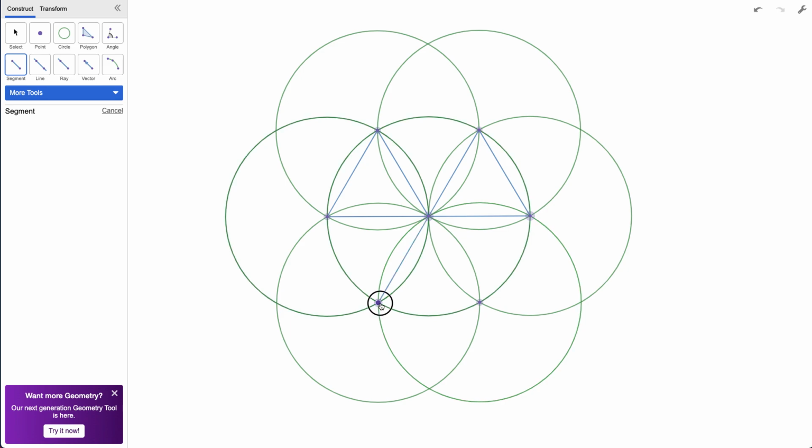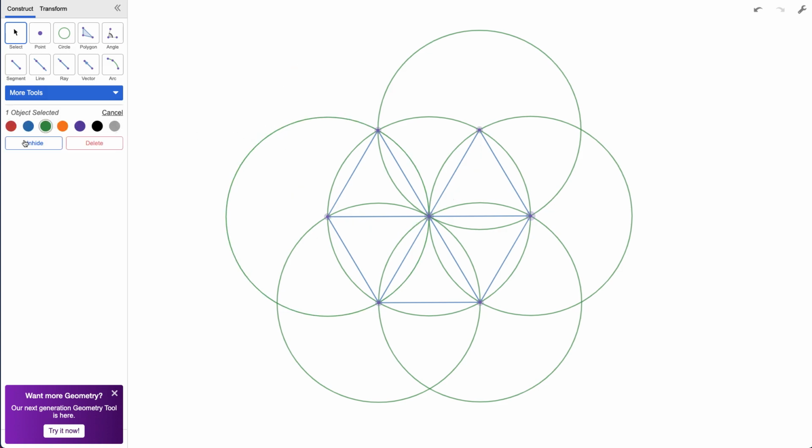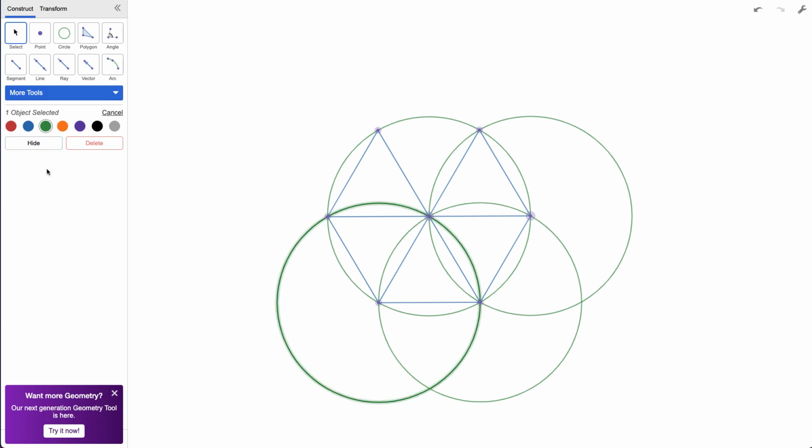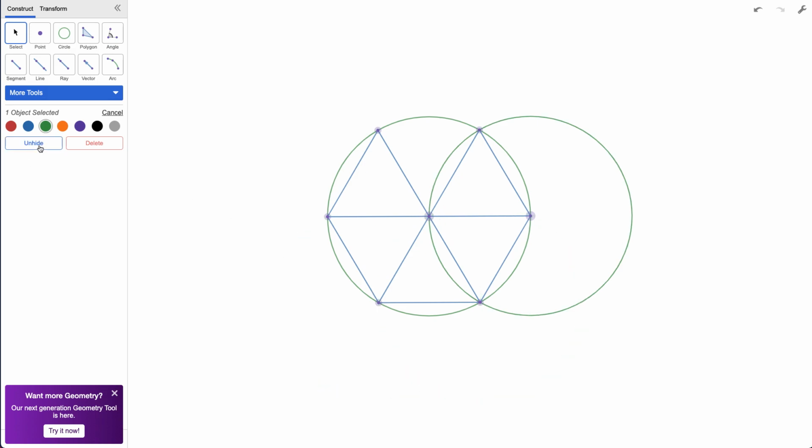If I was to, let's see, is there a way to hide those circles? Select. Okay, so I'm gonna hide these circles.